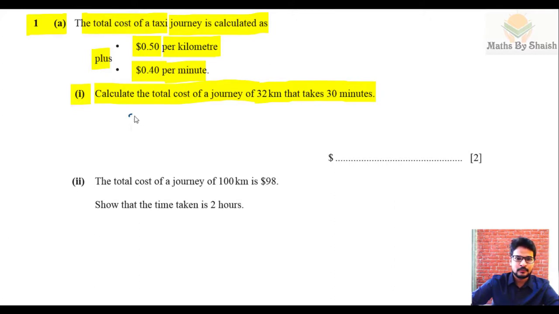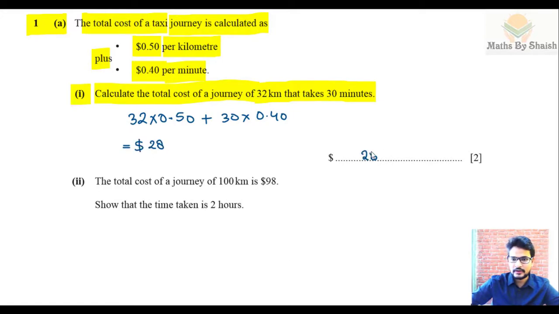So the cost becomes 32 into 0.50 plus 30 minutes, and since it is 0.40 per minute, it is 30 into 0.40, and that would be the total cost. This is coming $28. So the final answer will write here 28.